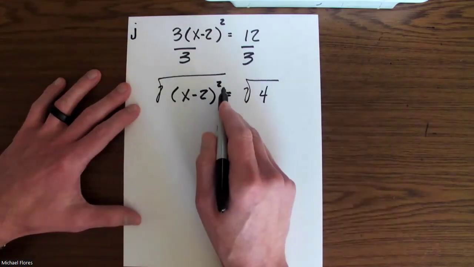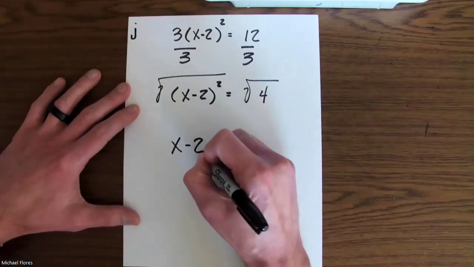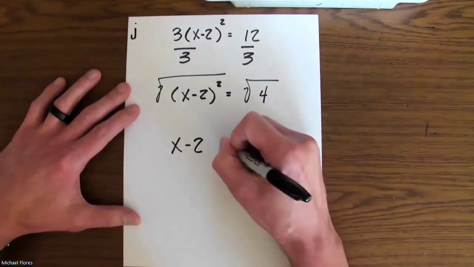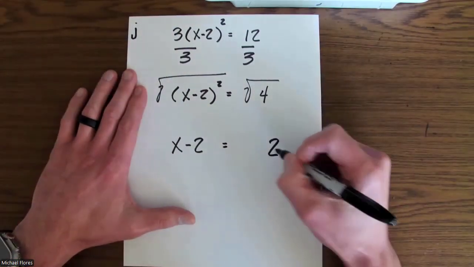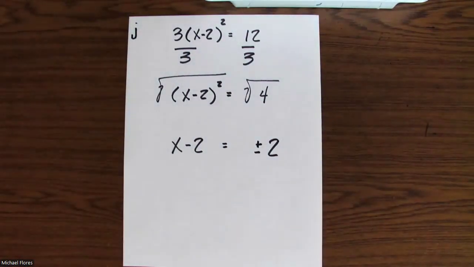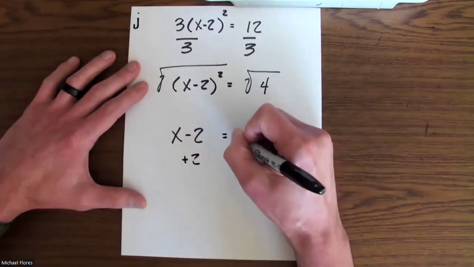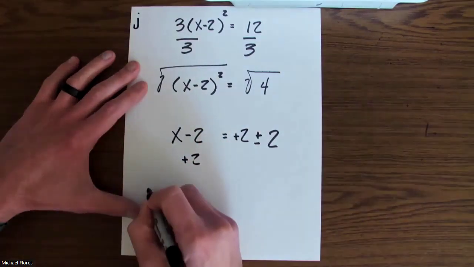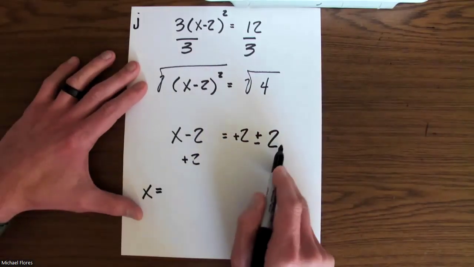Now, when you square root a square, it eliminates the square and also the need for parentheses here. Okay, the square root of 4 is 2, but remember, we just took the square root, so put plus or minus in front of our result. Now we're going to add 2 to both sides. And here's what we're left with. We're left with 2 plus or minus 2.